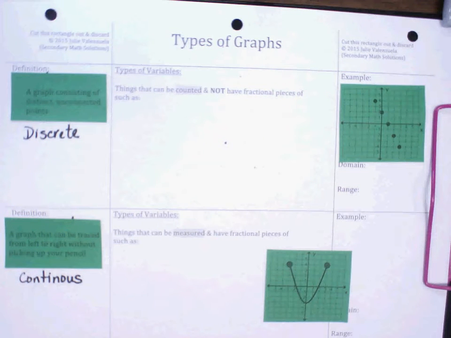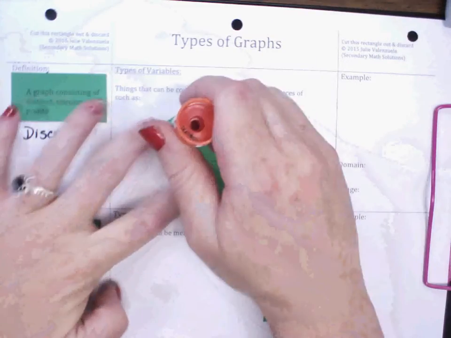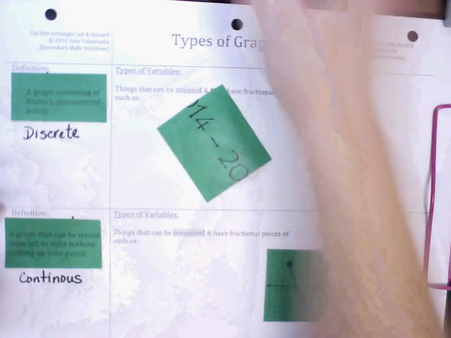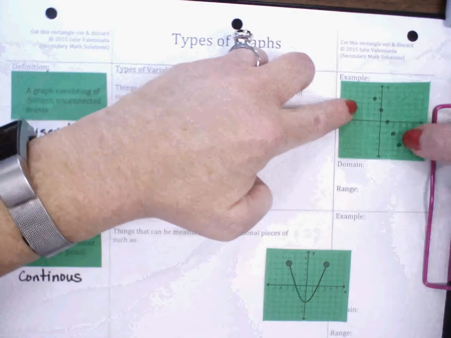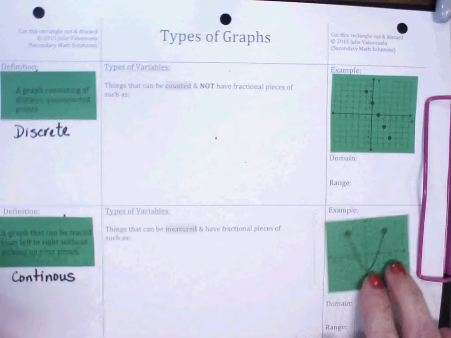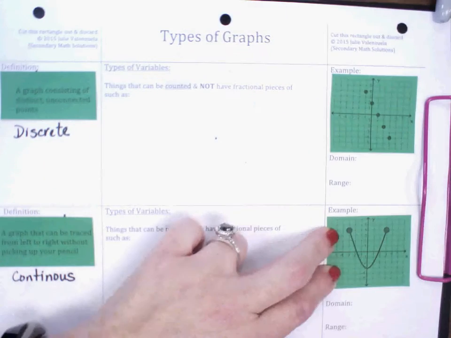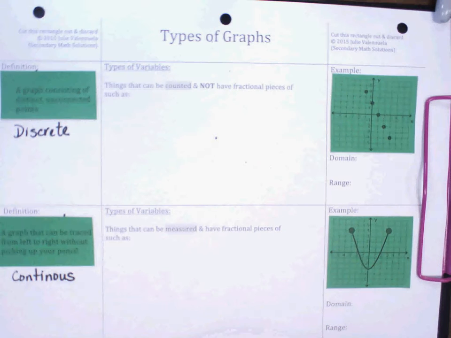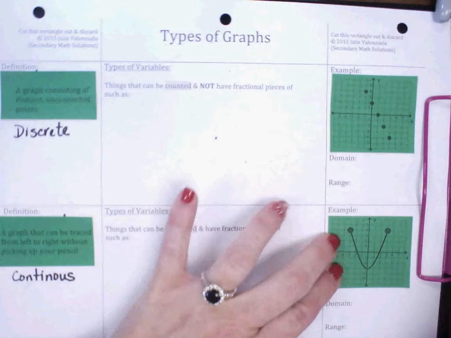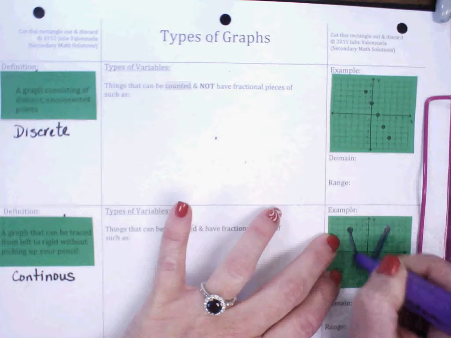All right, so we're going to put the graphs in the example. If it's unconnected points, would you pick A or would you pick B? A. That's definitely unconnected points. Very good. So let's glue that right there. So these are unconnected points. And then the other one needs to go at the bottom.